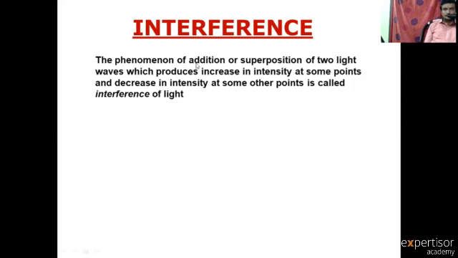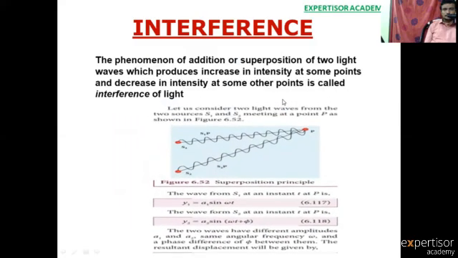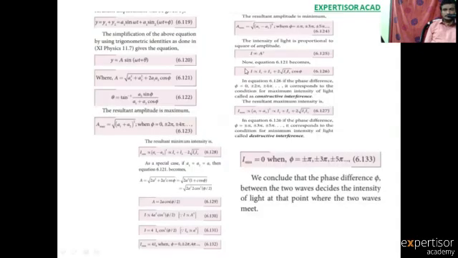The phenomenon of addition or superposition of two light waves, which produces an increase in intensity at some points and a decrease in intensity at some other points, is called interference. So, what is the definition of interference?